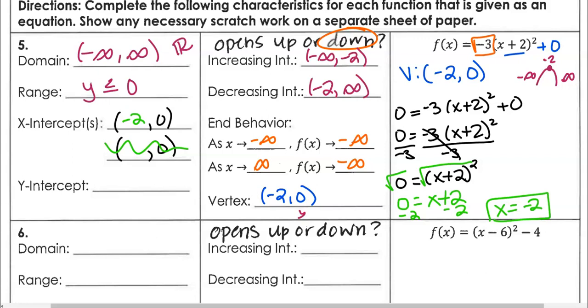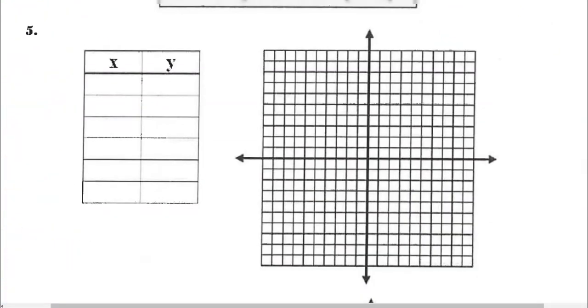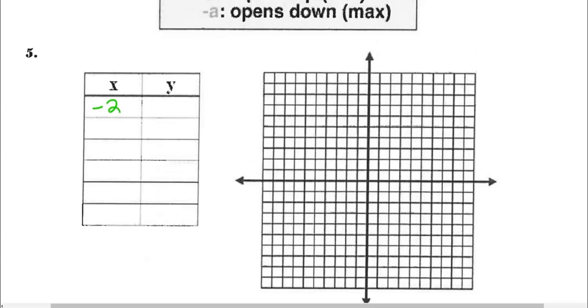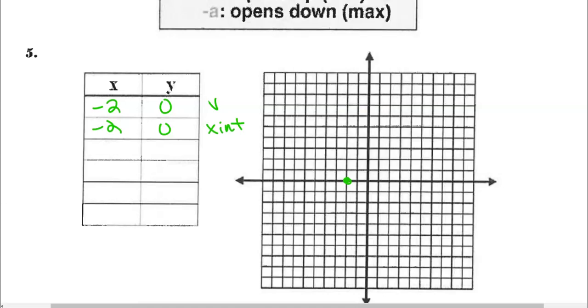Okay. I'm going to scroll down and plot what we have. Is that okay? So -2, 0. Let me come down here. So negative 2, 0 is our vertex. It's also our x-intercept. Negative 2, 0. We know it's opening which way? We said down. So we know it's going to go down somewhere. But what else do I need to finish my graph? You need your y-intercept. So we know it's going down, but I don't know where exactly it's going down.